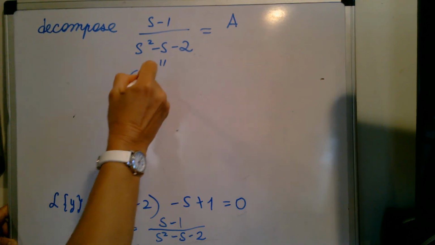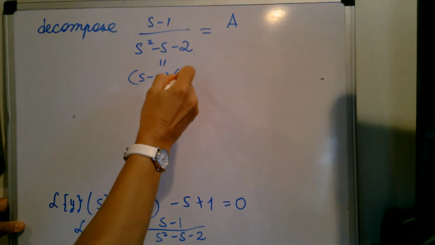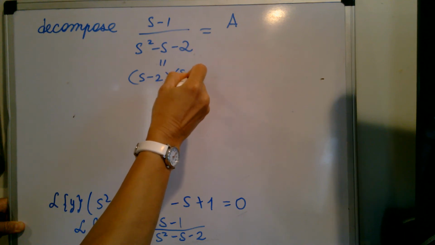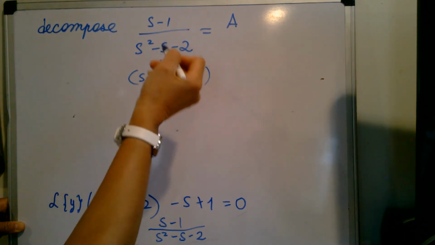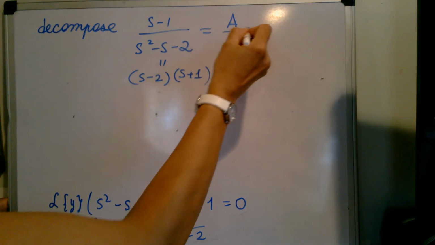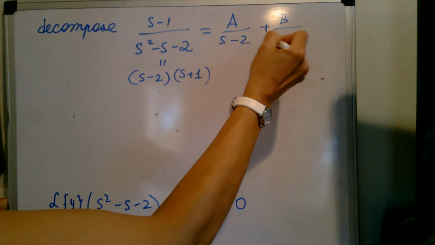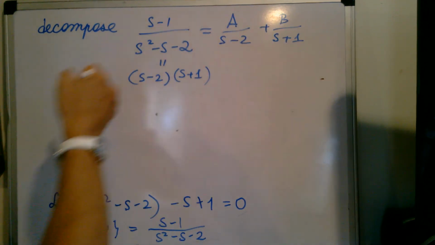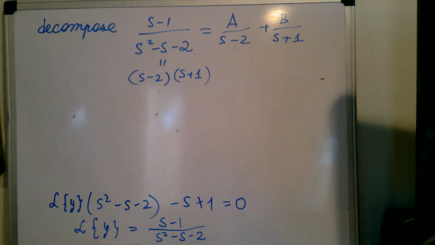What is this denominator actually? Can we factor it? If we do factor it, that's s minus 2 times, probably, s plus 1, right? Let's multiply. Minus 2 and plus 1 is minus 1. Yeah. So A over s minus 2 plus B over s plus 1. Remember partial decomposition. I'm decomposing this expression into simpler fractions. I'll tell you why I'm doing this.